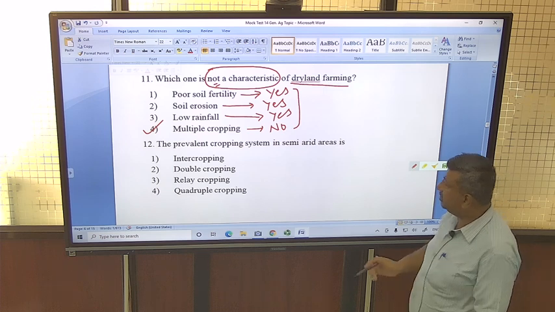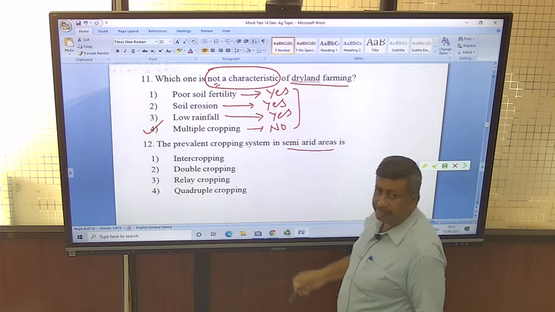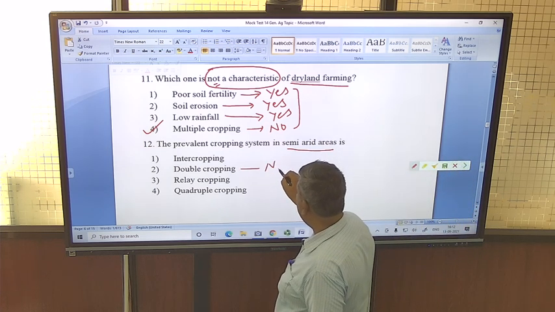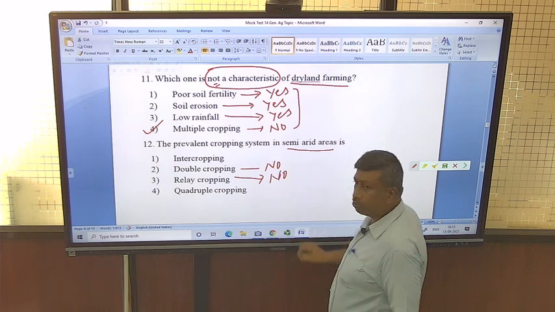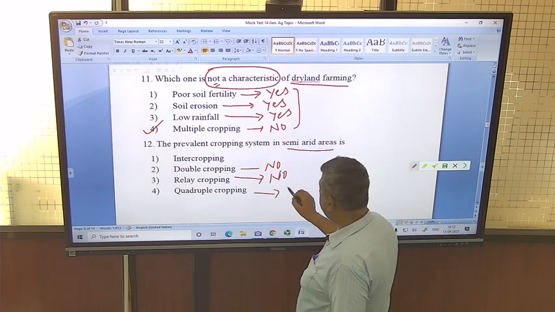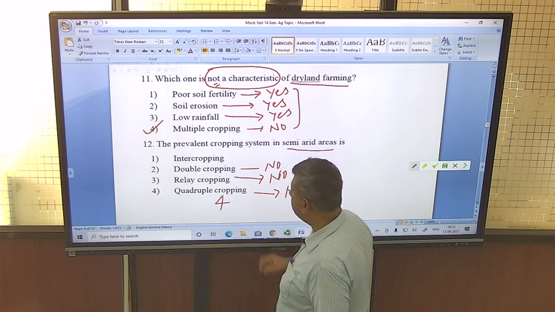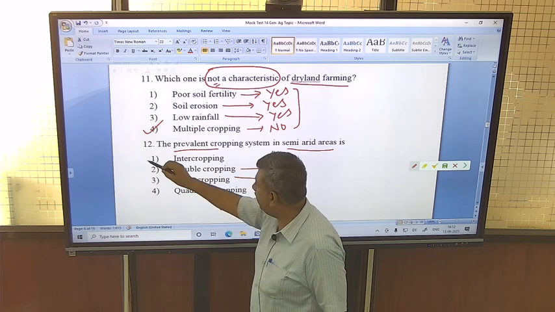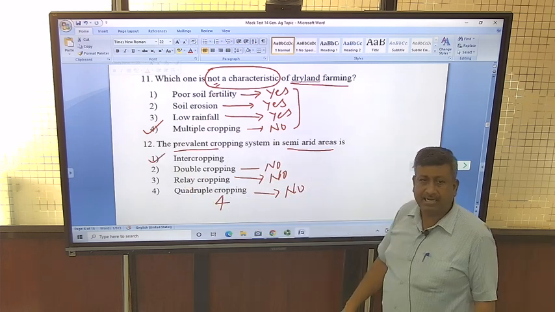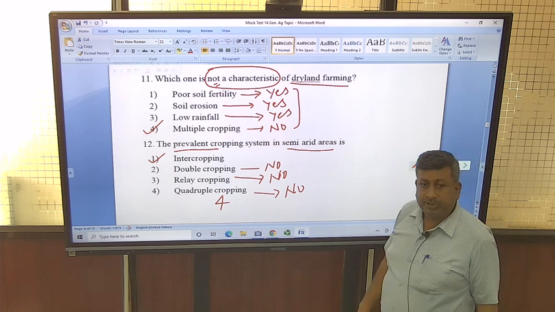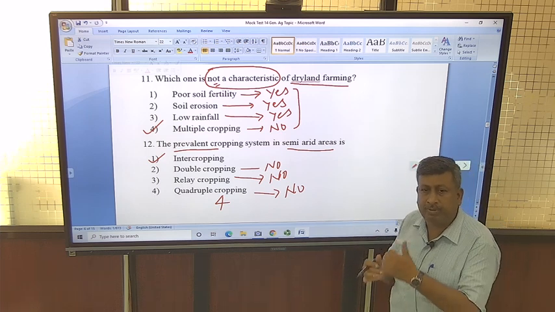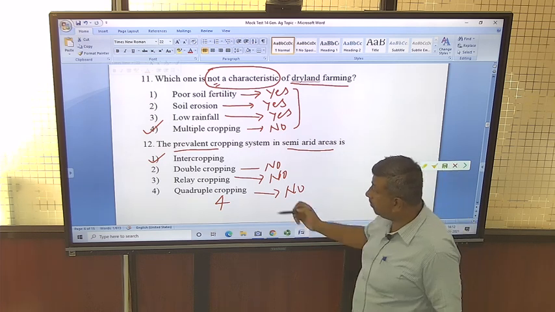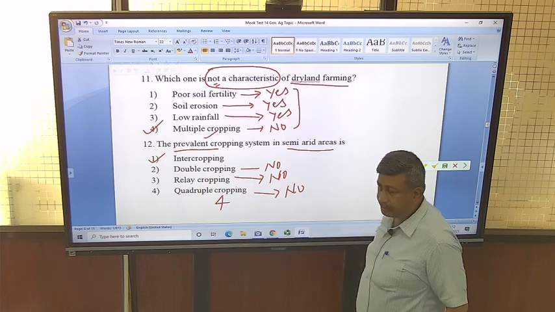The prevalent cropping system in semi-arid area. In semi-arid area, moisture is also a problem, so we cannot go for double cropping. Relay cropping, where two crops are there, is not possible. Quadruple, meaning four crops, is not possible. So intercropping is prevalent. Intercropping is done, mixed cropping is done in arid and semi-arid areas. It is in general practice. But if moisture availability is there for a longer period, then we can adopt double cropping. But the prevalent cropping system is intercropping.